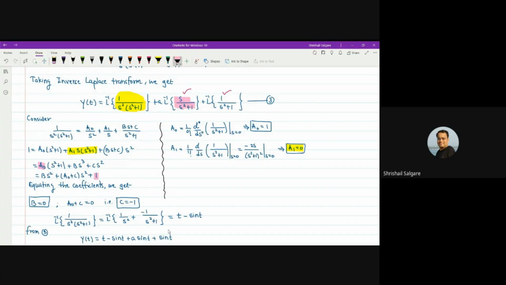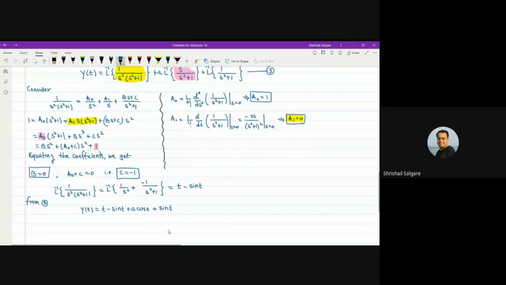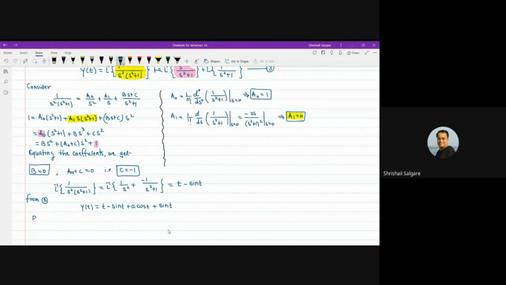For this I am writing sine. Is it okay? Cos. It is cos. Okay, it is cos of t plus sine t. But still we have to find the constant a. But you are given one additional condition.